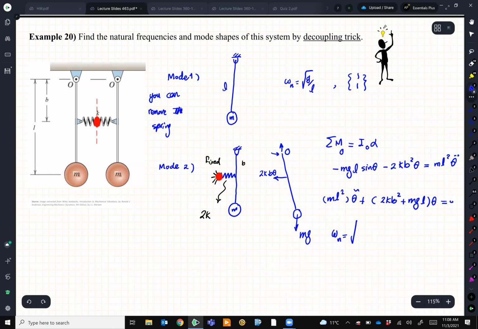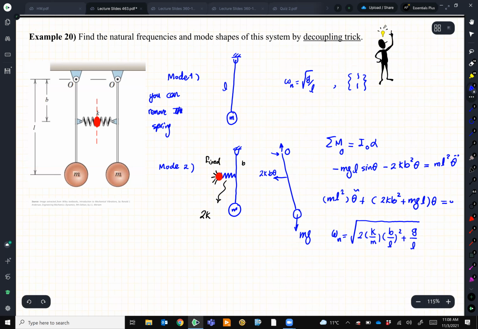I can write it as 2Km BL squared plus GL. All right, so that's my second natural frequency.